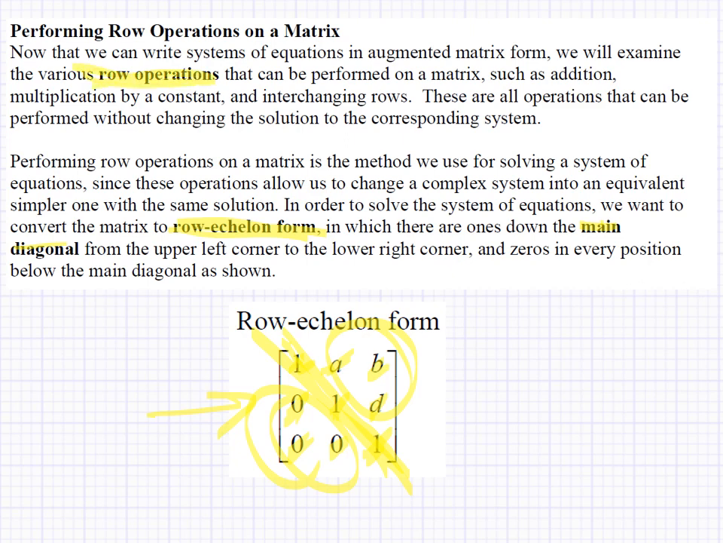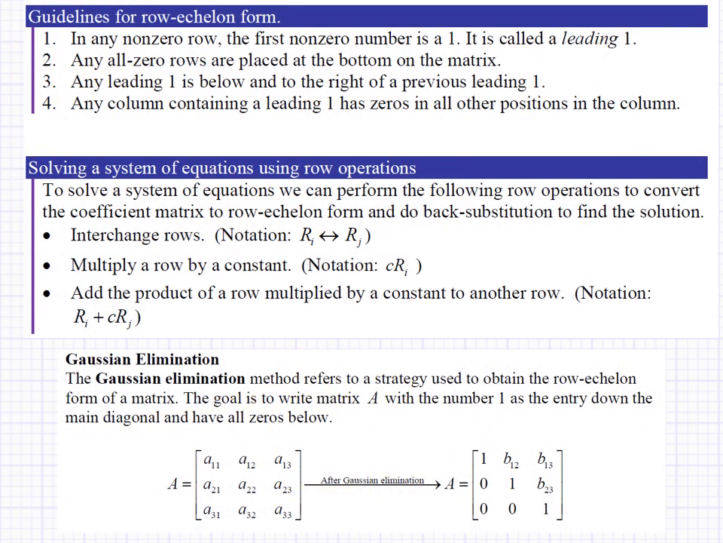Again, ones in the diagonal, zeros below, some random values above based off of whatever operations we performed. So how do we get to this point? Again, we're going to get to this point through a series of addition, multiplication, and interchanging rows. So here are some basic guidelines for row echelon form. 1. In any non-zero row, the first non-zero number is a 1. It's called the leading one.